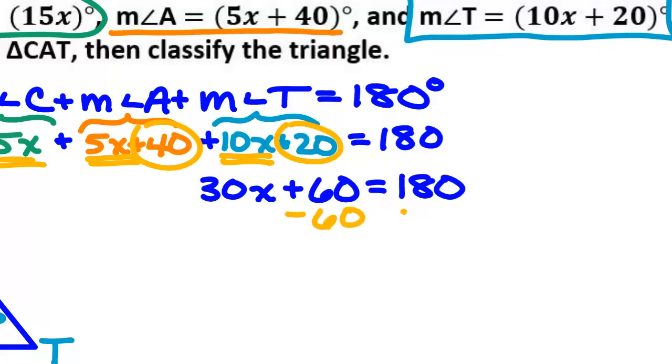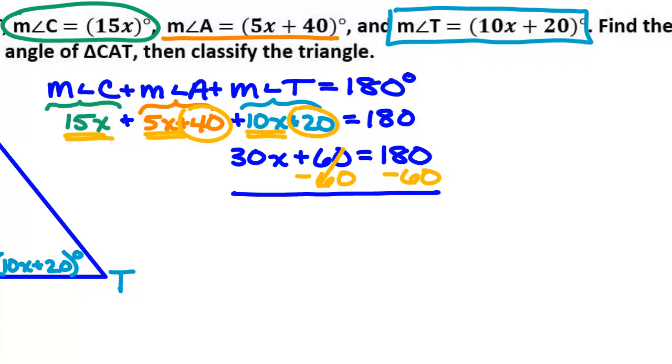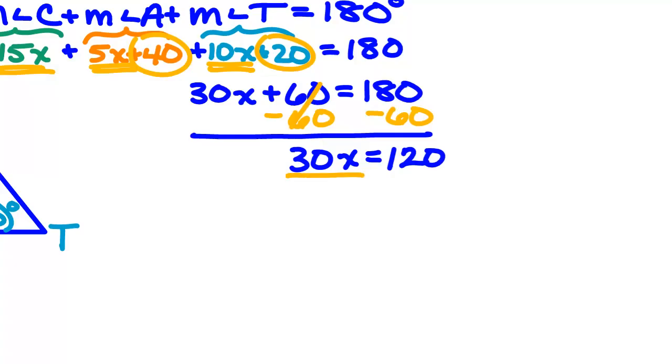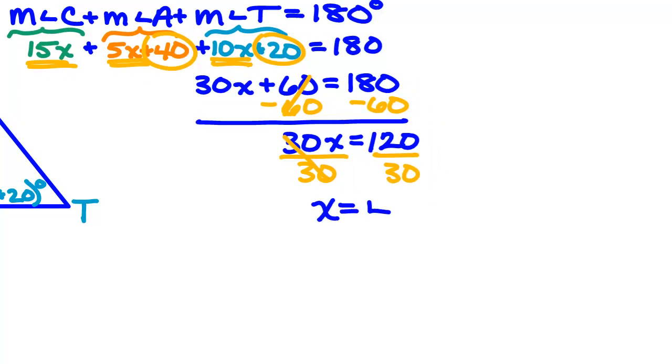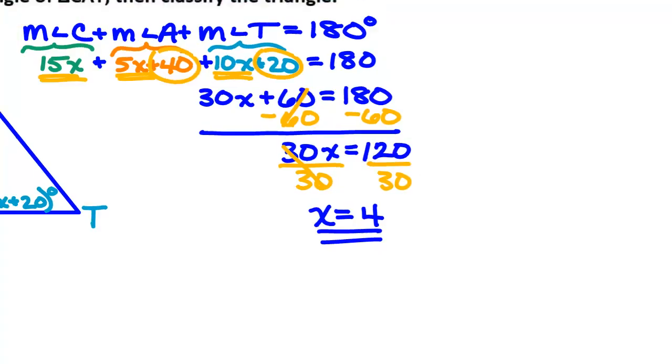And then we're going to subtract 60 from both sides. So I have 30x equals what? 120. Then we're going to divide both sides by 30. What is 120 divided by 30? 4. So x is 4. The directions didn't say to find x. The directions said find the measure of each interior angle of triangle CAT and then classify the triangle.